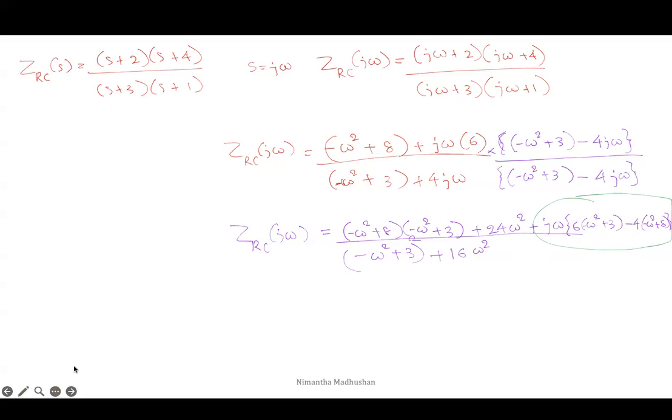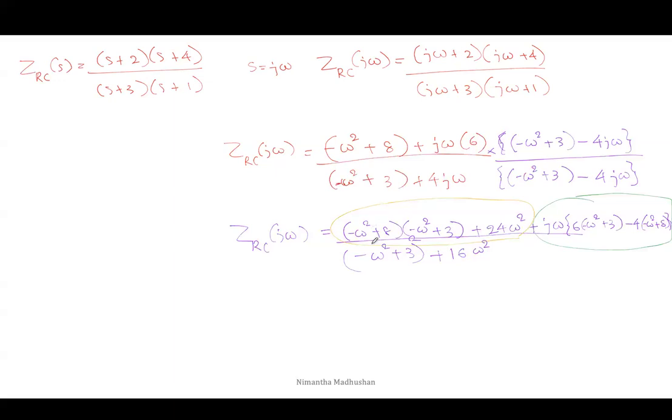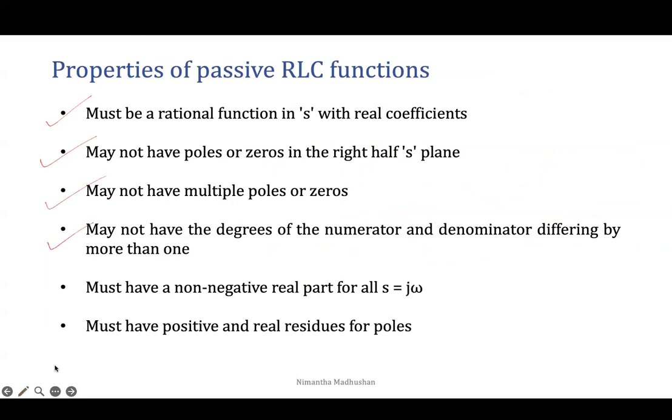And this part is the real part of the numerator. You can see the denominator is a real number. Then, according to that, it must have a non-negative real part for all s equal to j omega. You can see this part is non-negative. Then this one is satisfied. And the last one is that it must have positive and real residues for the poles.